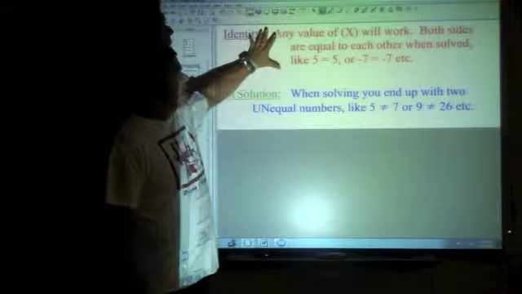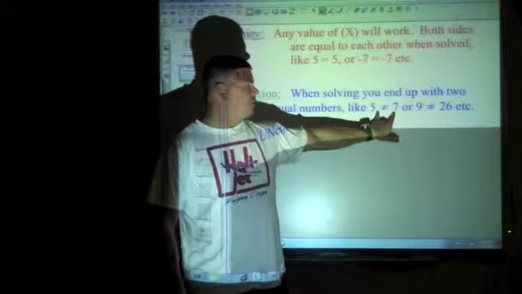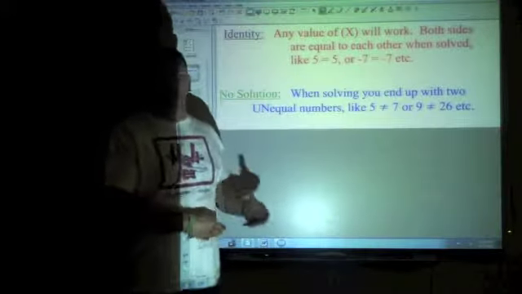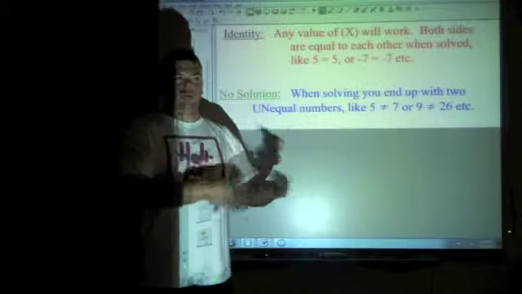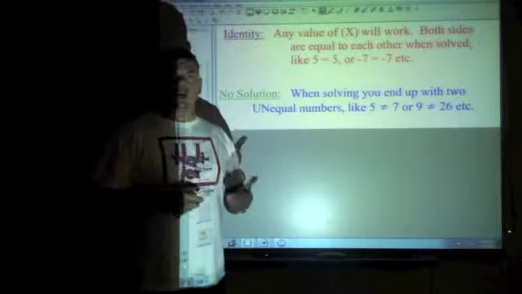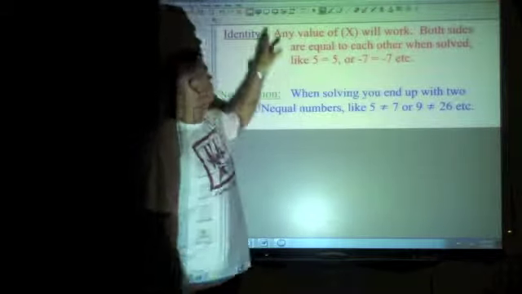So we have three scenarios. We have identity, where the two numbers are equal to each other. We have no solution, where the two numbers when we solve are not equal to each other. And then we have what we've been working on, where there's exactly one solution, where it says x equals a number. Those are the three possibilities. So I refer to those as one, none, or a ton of answers. Those are your three possibilities that you could have.